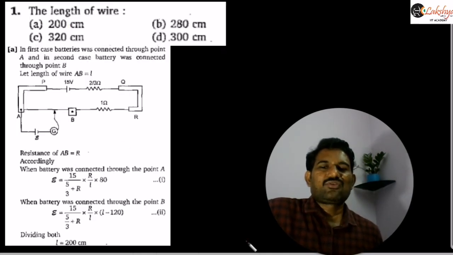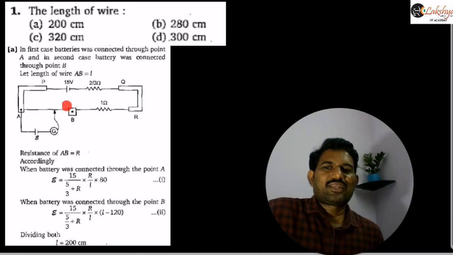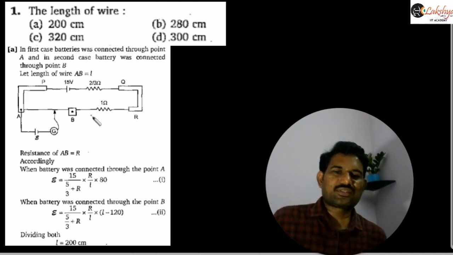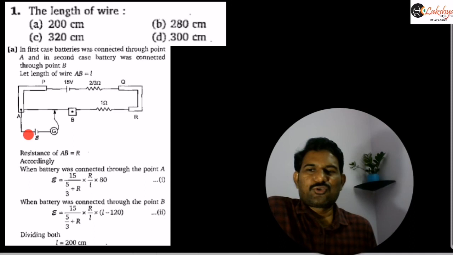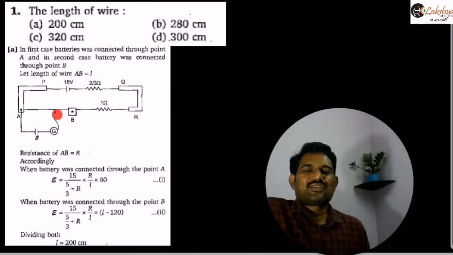Find the length of this wire. They are asking for the length of this wire AB. So two ways they are connecting here. This is one way, our usual way. The positive terminal is connected here and the galvanometer is connected here, so that the balancing length is obtained at 80 centimeters here, right? Now we can write the balancing length equation for this.